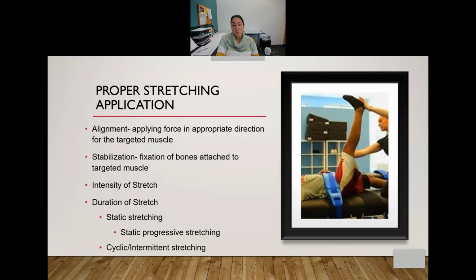Static stretching is the best. Static progressive can be used. Like I said, you take them to their end, you hold it for a while, and then when they feel pretty loose, you can push it a little bit further and then hold it there. And then cyclic or intermittent stretching, that could be done throughout activity, just to keep things warm and moving correctly, and keep lactic acid from building up in the area.